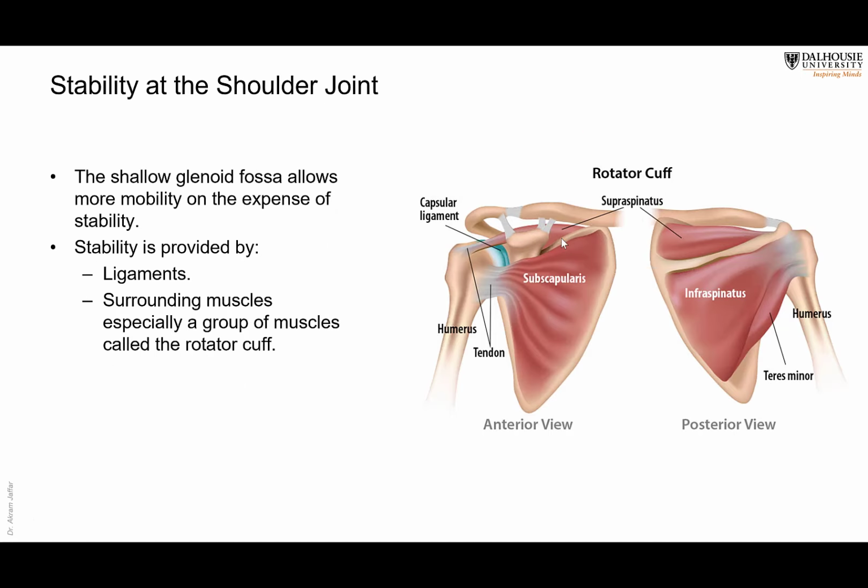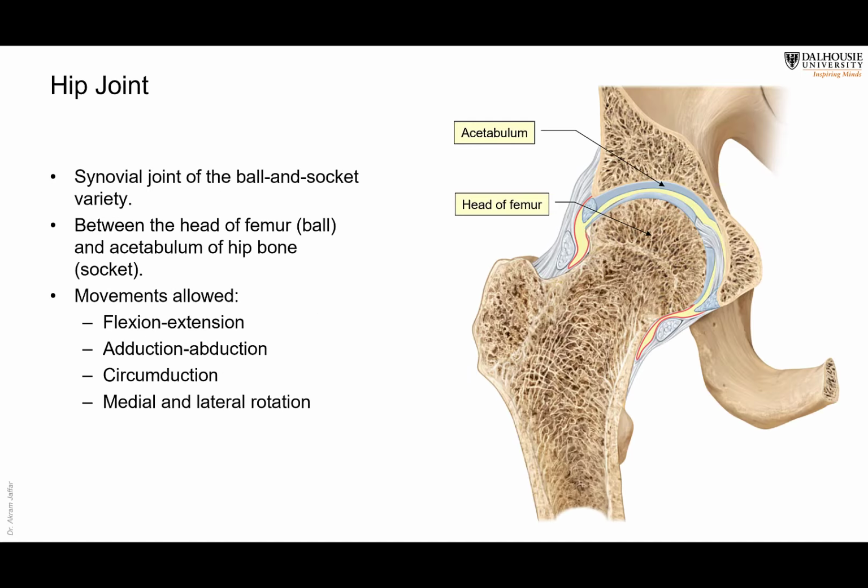And the most important muscles here are these muscles. Remember I mentioned the supraspinous fossa, and I said that there is a muscle called supraspinatus, the infraspinous fossa, and then there is the subscapularis and subscapular fossa. So these muscles together constitute a cuff around the shoulder joint, and they are called the rotator cuff muscles. They are very important for the stability of the shoulder joint.